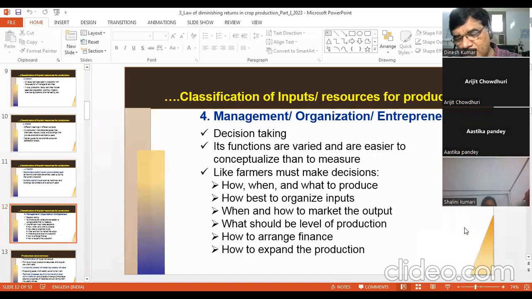And here comes the law of diminishing returns. Because you want the best combination of inputs, so that you get maximum revenue, or maximum profit out of production.